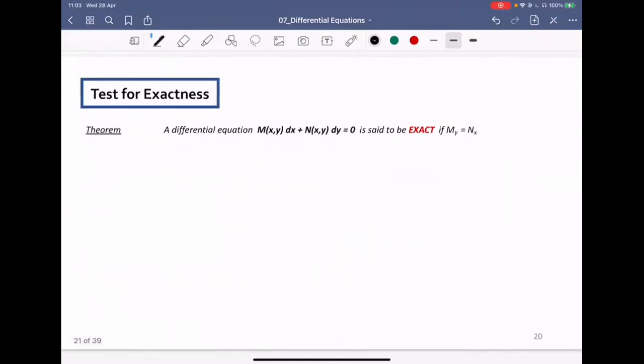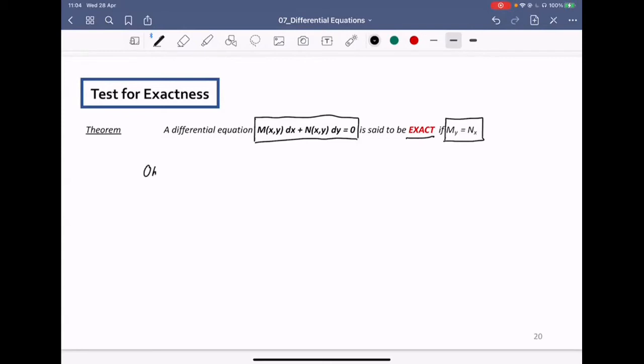The theory says that when you have the differential equation M(x,y) dx plus N(x,y) dy equal to 0, this differential equation is called exact if you differentiate M with respect to y and you differentiate N with respect to x, and they are equal to each other. This is a theorem to check if the differential equation is exact or not. Sounds good. Once you check that the differential equation is exact, you can get the general solution.